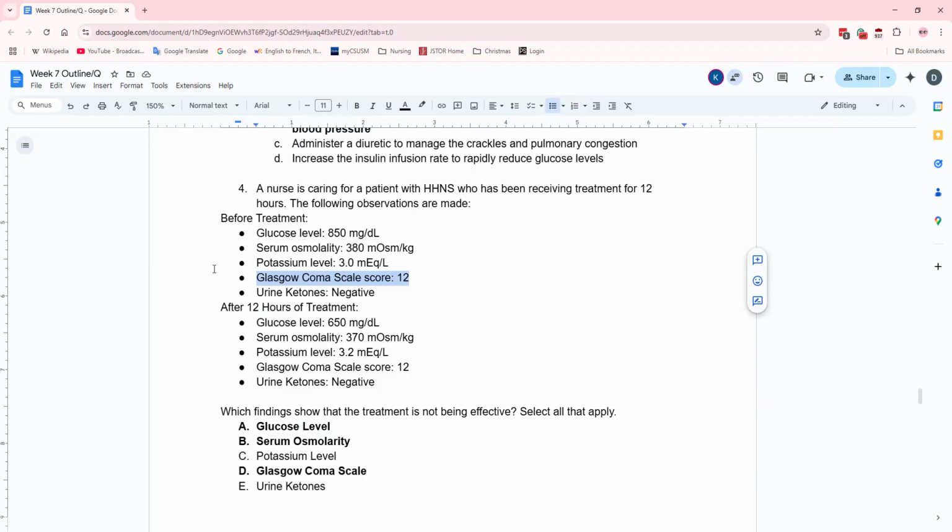Yes, exactly. So the patient would be improved. If the treatment was effective after 12 hours, we would hope that they would be more alert. So in this case, the Glasgow coma scale. Make sense?